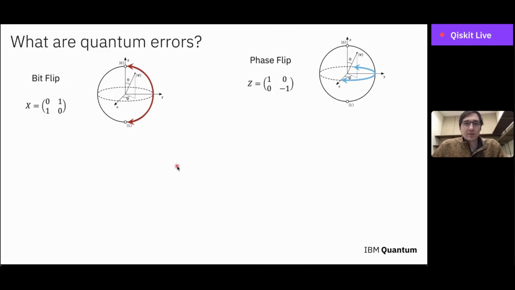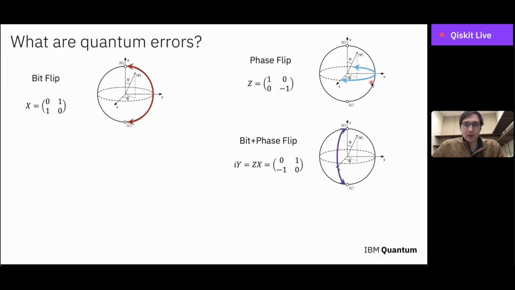Now, there's also phase flips in the quantum case, which take you around the z-axis. And there's bit plus phase flips, which, well, is a combination of the bit flip and the phase flip. So these are indicated by X, Z, and Y Pauli matrices. And so these form a basis of quantum errors. Whereas in the classical case, we just have the bit flips.